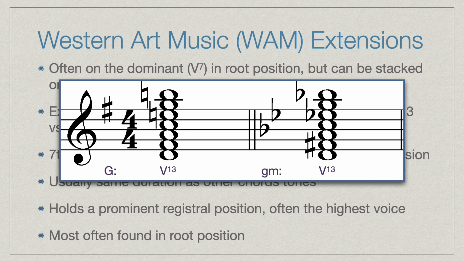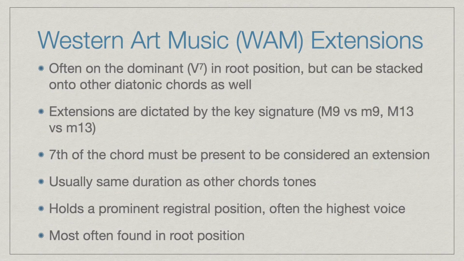signature. So how do we know that that extension is in fact an extension and not just a non-chord tone? Well, the 7th of the chord must be present. The extension is usually the same duration as the other chord members around it, and it should hold a prominent registral position, usually the highest sounding pitch. Chords with extensions are almost always in root position because, as you recall, with all 7 diatonic notes possible, that third-based snowman would get pretty unruly in any other position other than root position.